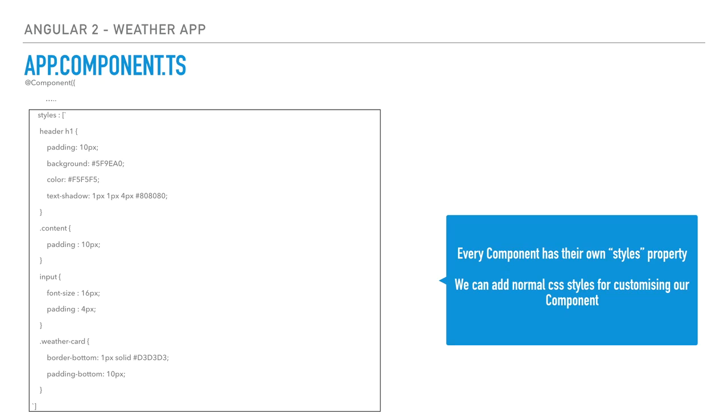So as you can see here, we have header h1. This is the styling for the header from the template. Then we have the content. We put padding of 10 pixels. Then we have the input. And finally, we have the weather card.